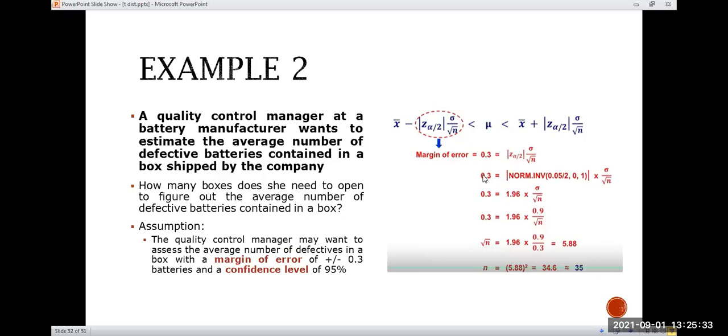When you start putting the values in this particular formula, you see that only this square root of n is what you have to find, and that will come around 35. So this is how you can calculate manually. Now, if we have to do it in Excel, how will we do it?